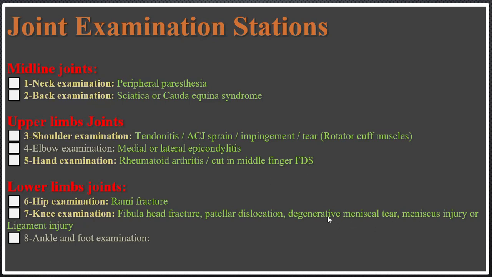Degenerative meniscal tear. So how to catch this problem? Not trauma. So fibula head fracture, the patient has trauma. Patellar dislocation, the patient has trauma or fall. Degenerative meniscal tear, the patient doesn't have trauma or injury. So how to catch this problem? McMurray's test will be positive. So if positive for medial or positive for lateral, it depends on the rotation of the ankle or the knee.